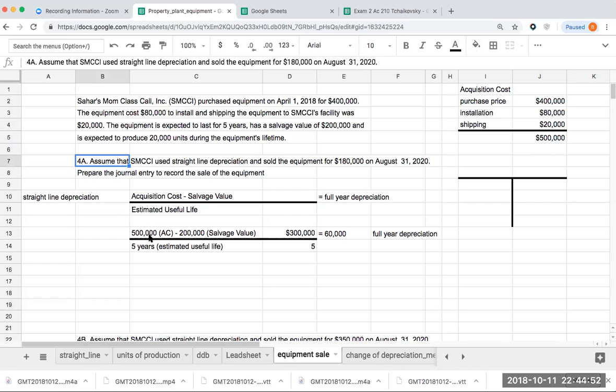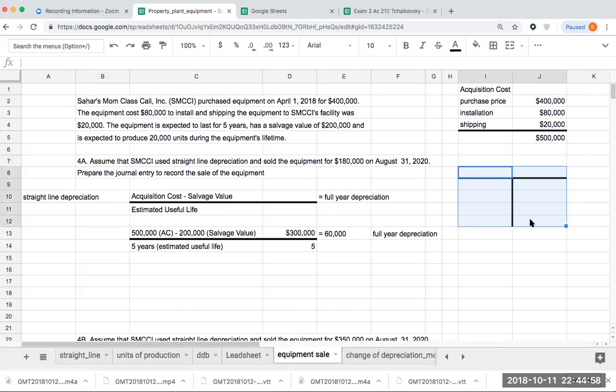Now, when we first bought this equipment, we had a $500,000 acquisition cost, and we also had a $200,000 salvage value. Equipment lasted a 5-year estimated useful life, and we computed this depreciation to be $60,000 per year. If this is not ringing a bell, go back to the property, plant, and equipment video and see how this is done.